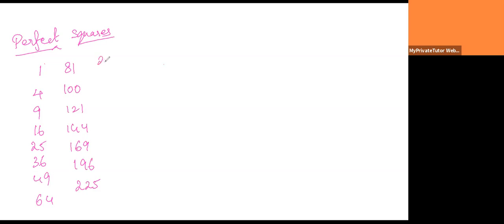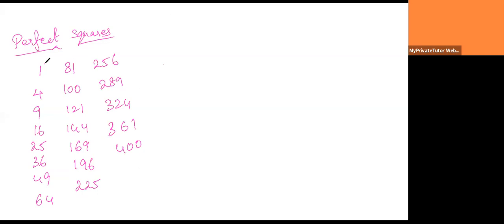If you want to go further, what's the next number? 16 squared, which is 256. And what about 17? 289. And what about 18? 324. And then 19, 361 (sorry, let me confirm that), 361, and 20 gives 400. So this is how it goes on. These are the perfect square numbers.